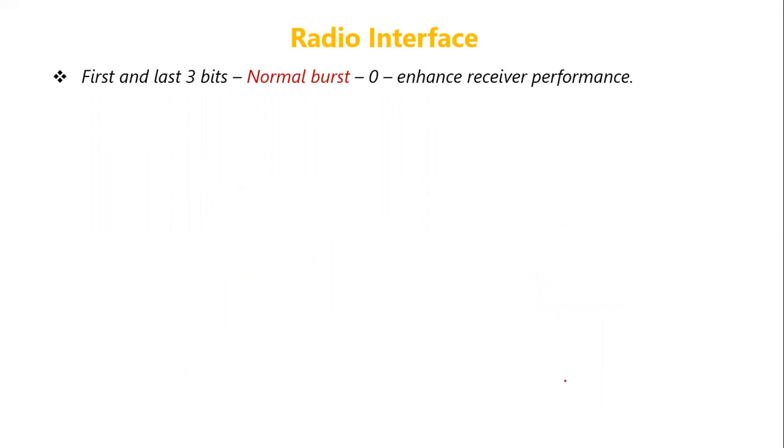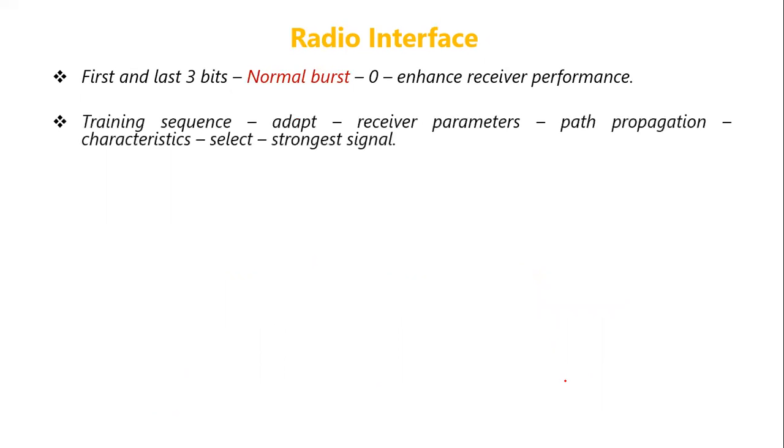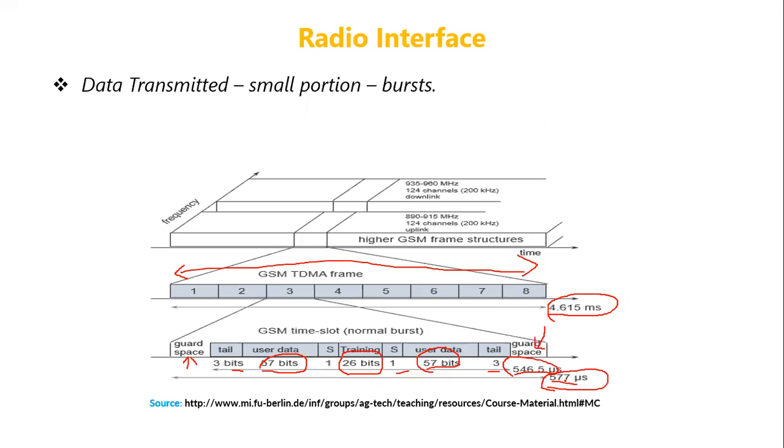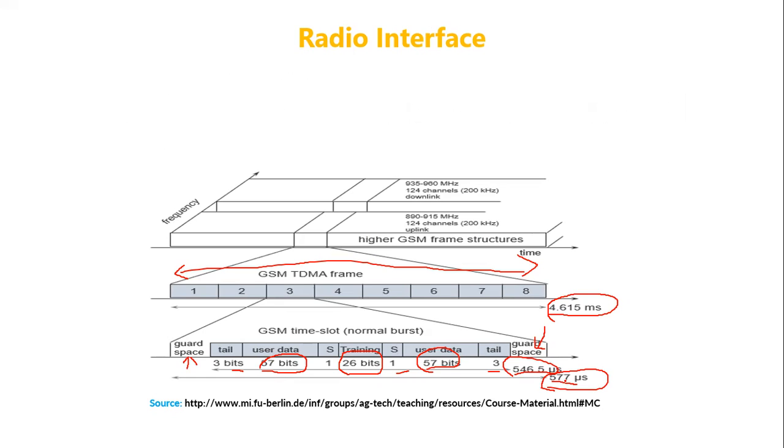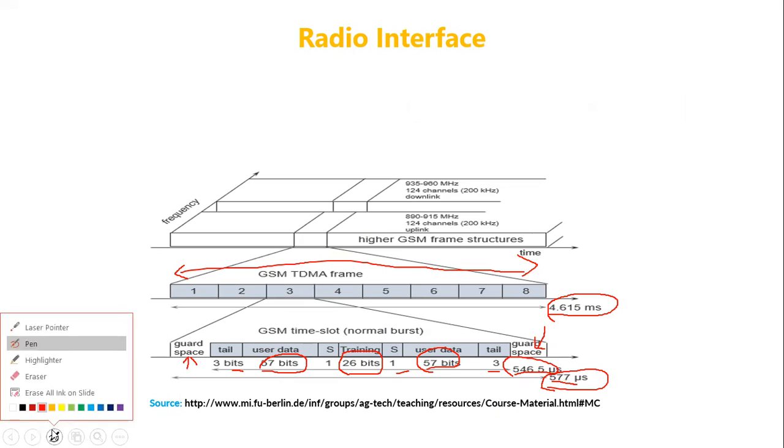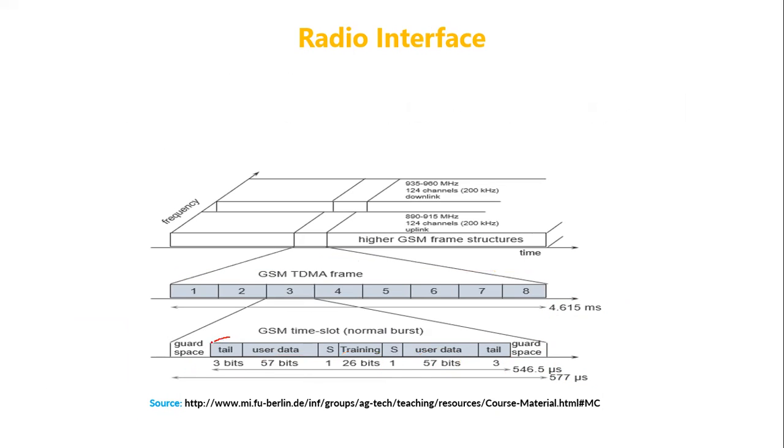Then we'll discuss this. We are discussing the normal burst, which is represented in this particular diagram. In the normal burst, we can see that the tails are set to 0, and it can be used to enhance the receiver performance. There is something called a tail, which occupies 3 bits. There is a tail at the beginning, and also a tail at the end. These tails are normally set to 0, and it can be used to enhance the receiver performance.